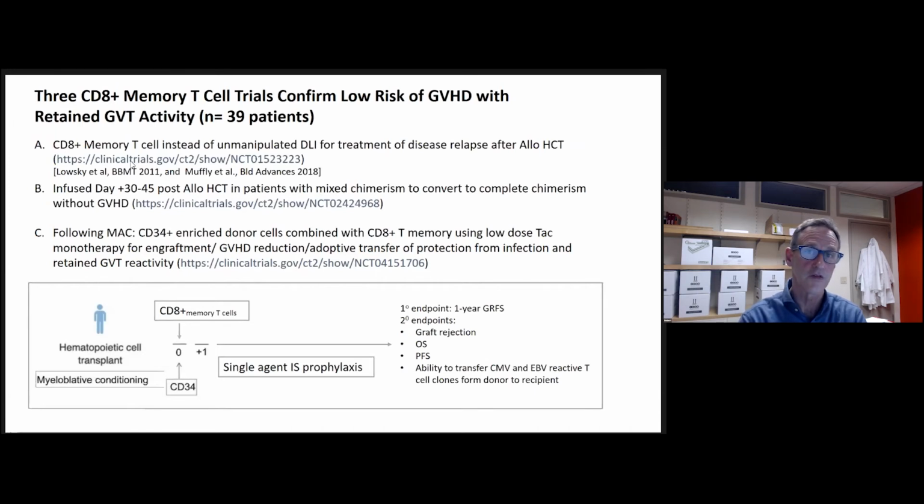It's hard to say exactly till we finish analyzing, but it looks like those who were converted from mixed to complete had relapse rates that were identical to those who attained complete chimerism on their own early on. And then we have a third trial, which is very much like the Treg, T-con, or Treg, ORCA, T-naive depleted graft. It's the same strategy. It's a myeloablative CD34 selection, and from the flow through, we do a CD8 memory T cell population with single agent prophylaxis, and that's ongoing, and it remains to be seen what happens from there.